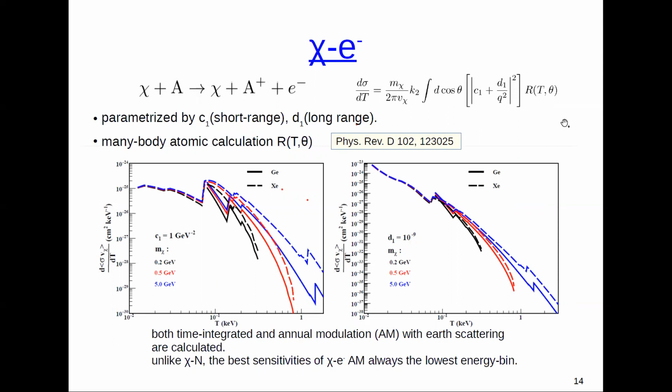Another interesting topic is the chi-E scattering. This chi-E scattering is parameterized by two effects, the short range and the long range, and this is based on a many-body atomic calculation. The theoretical calculation is from this paper. You can see there is some structure here, which comes from the atomic effects for both the long range and short range.